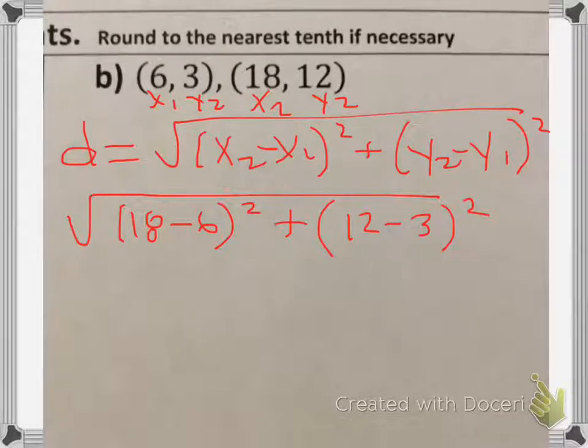I'm actually going to plug that in my calculator the exact way it is. I'm going to do the square root key. Then I'm going to do parentheses and go 18 minus 6. Close my parentheses, hit my squared key, push my plus sign, open my parentheses, 12 minus 3, close my parentheses, hit my squared sign, and then just let the calculator do it. My calculator gives me the number of 15 for the distance on that. So I would just recommend that you totally let your calculator do the work on those. They work out really nice.